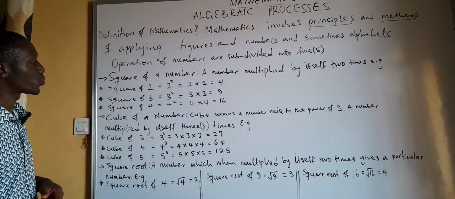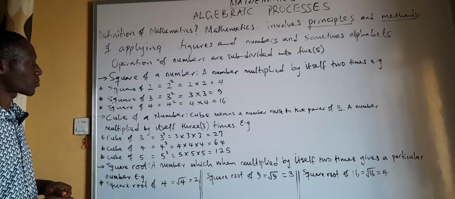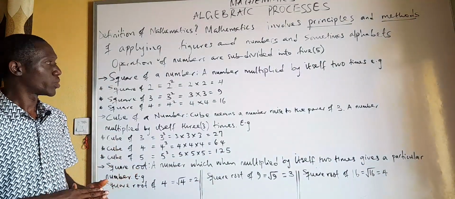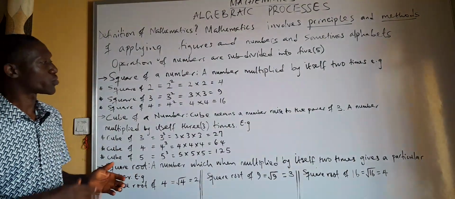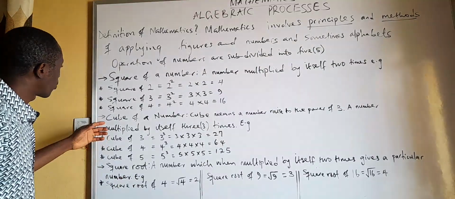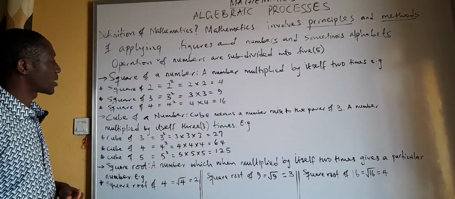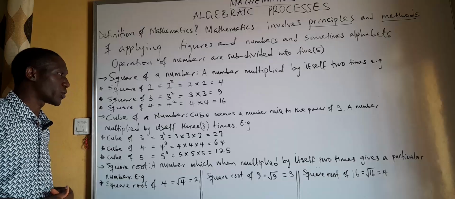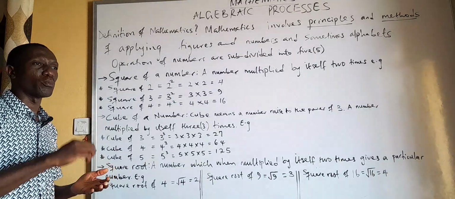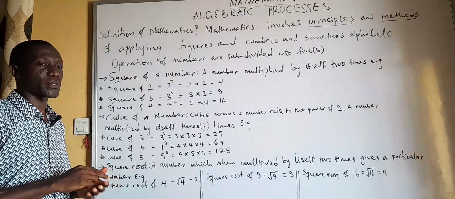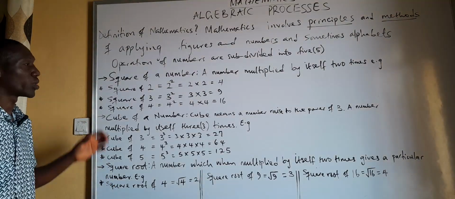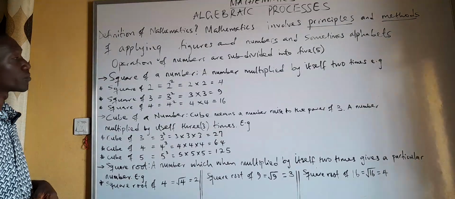A square of 2 is 2 raised to power 2. Then you multiply 2 by 2, that will give us 4. Then we have square of 3, that's 3 multiplied by 3, that will give us 9. That is what we mean by square of a number. A number you multiply by itself twice. That is what we also know as operation of numbers.